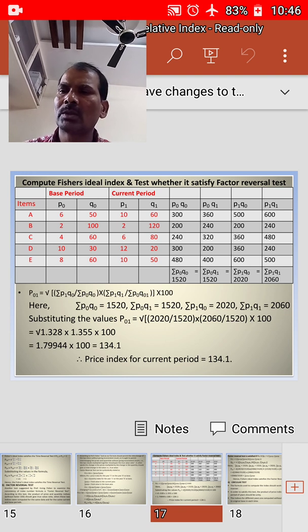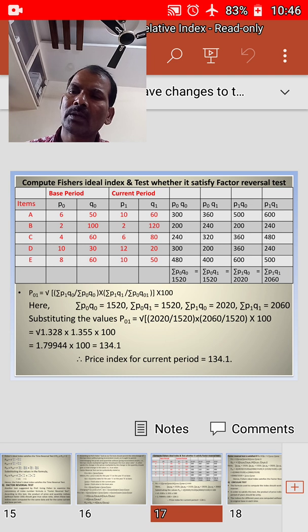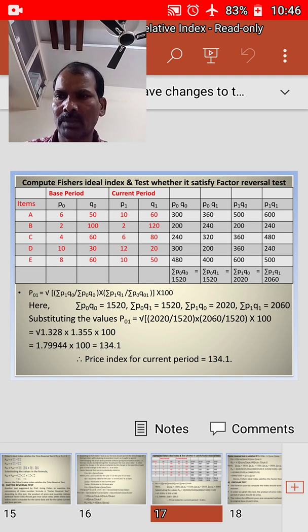Then P1 Q0 means prices of the current year with the quantities of the base year. 50 into 10, 500. 100 into 2, 200. 6 into 60, that is 360. 30 into 12, 360. 10 into 60, 600. In the same manner, P1 Q1 means current year prices multiplied by current year quantity. 10 into 60, 600. 2 into 120, 240. 6 into 80, 480. 12 into 20, 240. 10 into 50, 500.